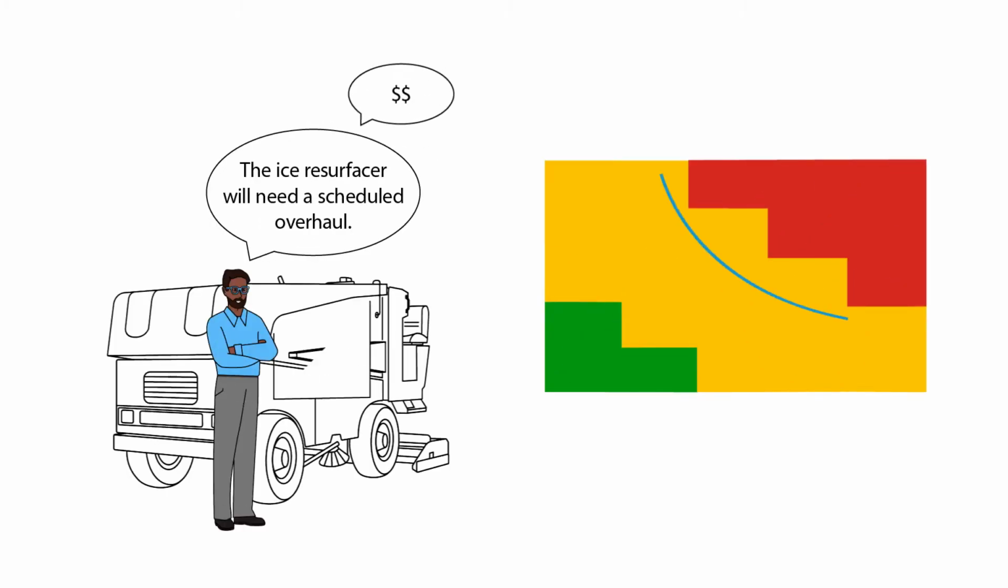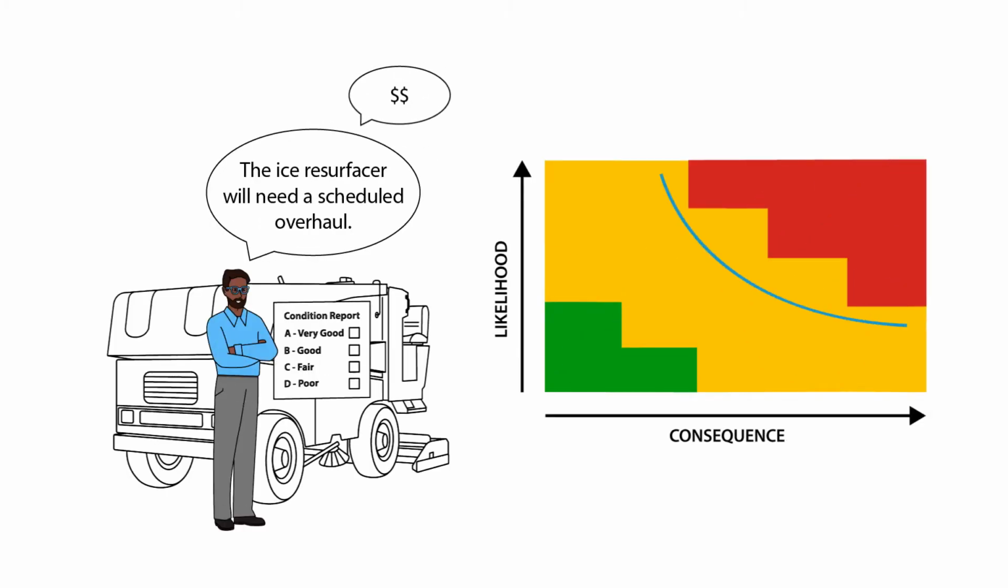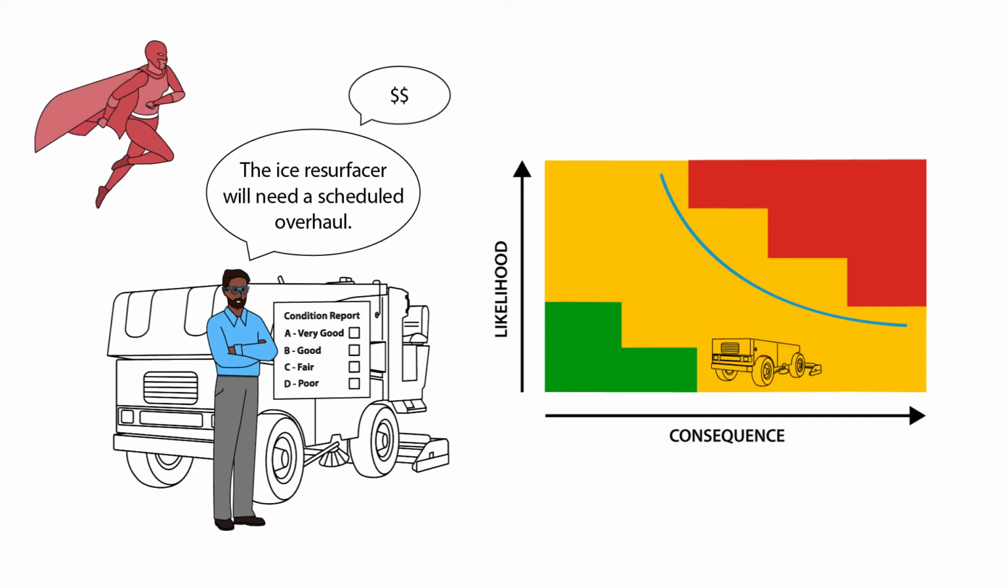The ice resurfacer is scheduled for a maintenance overhaul. This overhaul is recommended to prevent failures. If the overhaul is deferred to a future date, the likelihood of failure is determined to be low because recent inspections show that the ice resurfacer is in good condition. Although the consequence of failure would interrupt service, it will have a moderate impact to revenue and customer satisfaction at the facility.